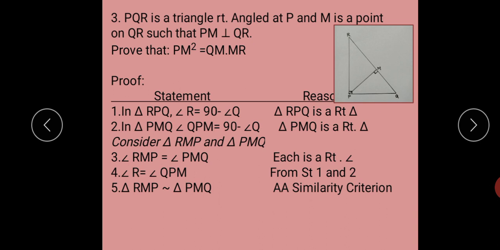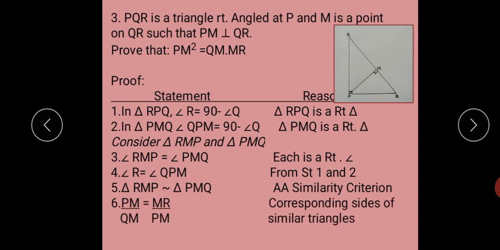We want now PM square. So we take PM from the first triangle, which corresponds to QM from the second triangle. And now take PM from the second triangle here, which corresponds to RM or MR from the first triangle. Cross multiply. So we get PM square is equal to QM into MR. This is what is asked to prove.